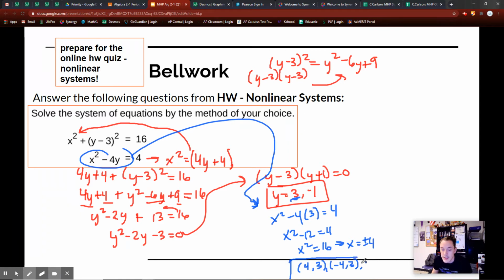Okay, now I do negative 1. If I plug negative 1 in there, I'm going to just do x squared, and then this minus 4 times negative 1, and it equals 4. So x squared plus 4 equals 4. So x squared equals 0, which means x equals 0. No plus or minus there. So what's my final answer? So 0 and then negative 1. So I have 3 points. Okay?